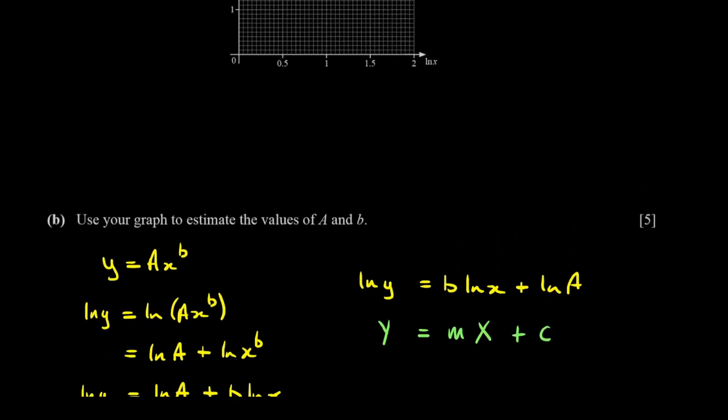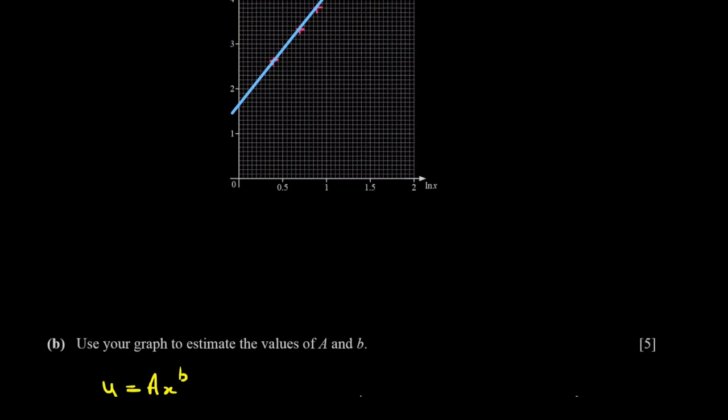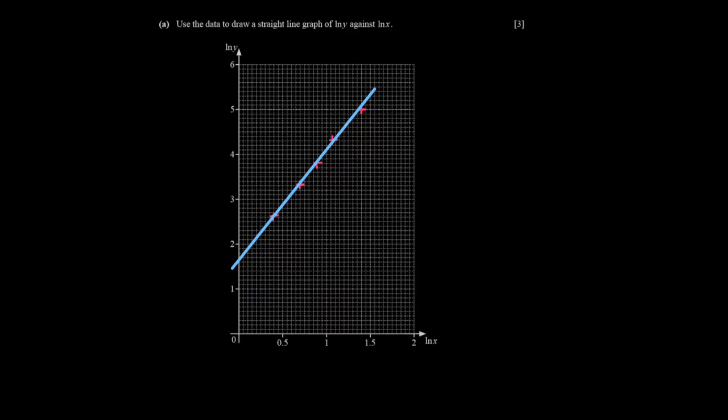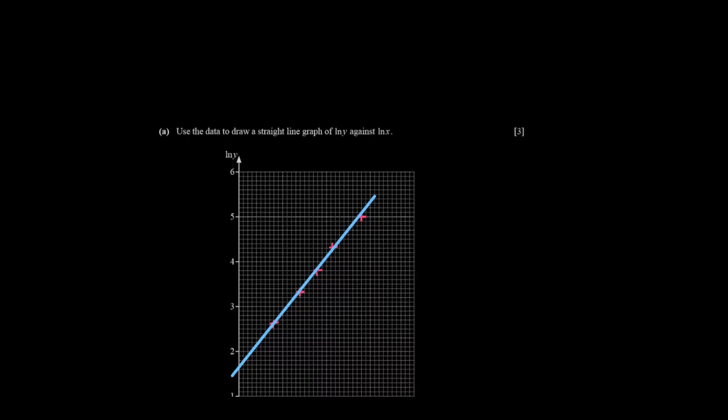So basically, if we plot ln y against ln x, we should get a straight line, which is what we've seen. And the gradient of this straight line will be equal to b, and the y-intercept will be equal to ln a. So I think probably the best thing to do is to find the gradient first. And the way I'm going to do that is use the two most extreme points. I'm going to use this point here and this point here.